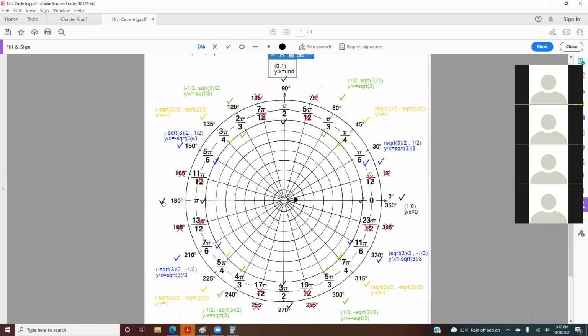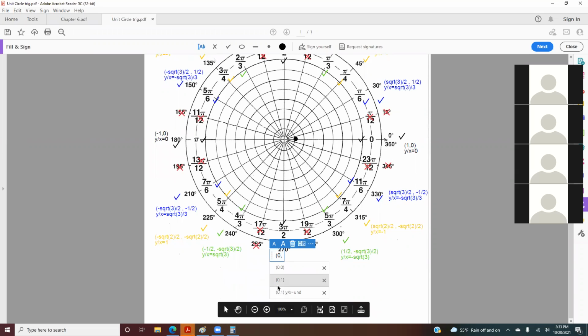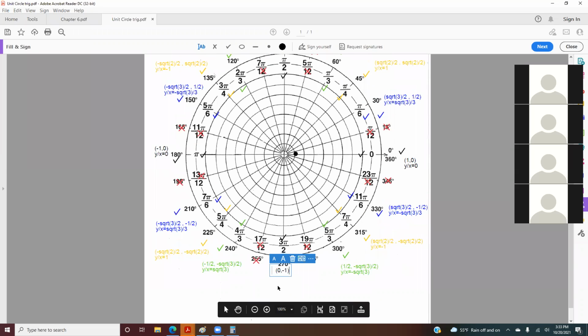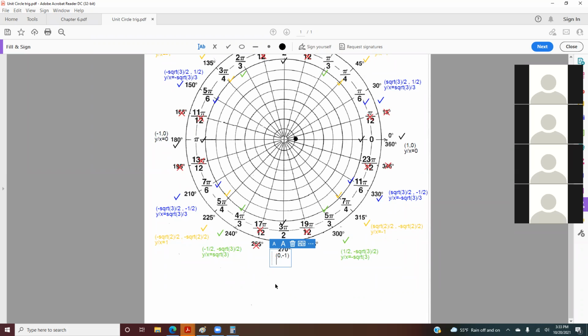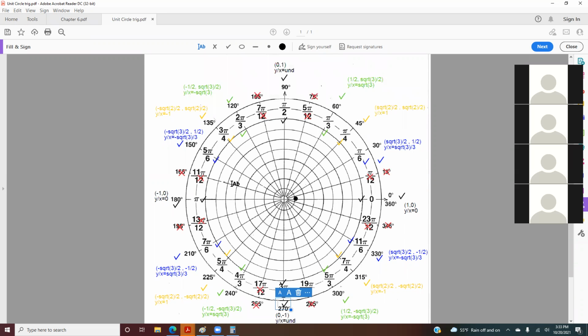For 180 degrees, we will be using -1, 0 because it is on the negative side. So when you divide y over x, you will still get 0, because 0 divided by a negative is 0. And then for 270, we will use 0, -1 because it's on the y-axis. So when you divide y over x here, you will still get undefined because your x is 0 in this case. So these are all the coordinates.